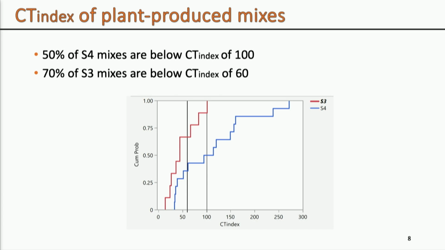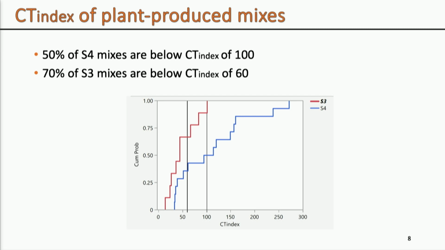And those figures here show the distribution of the S4 and the S3 mixes. Mostly the S4 are the mixes that are used on the surface. The S3 are the ones that are used in the base. If you look at the distribution and then you draw a line based on that provisional specification, you will find that if today we were to enforce that specification, for example for the S4 mix of 100, this means that we're eliminating 50% of all the mixes that are being produced.